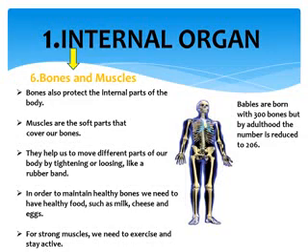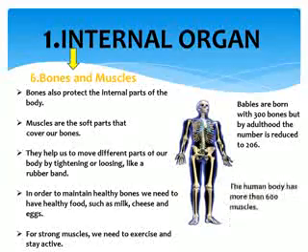Babies are born with 300 bones, but by adulthood the number is reduced to 206. So how many bones do we have? 206. When a baby is born, it has 300 bones, but when it reaches adulthood, the bones are reduced to 206.